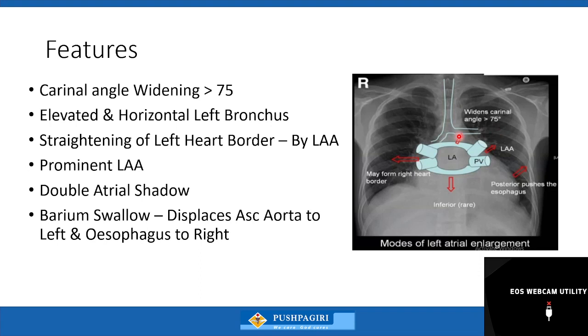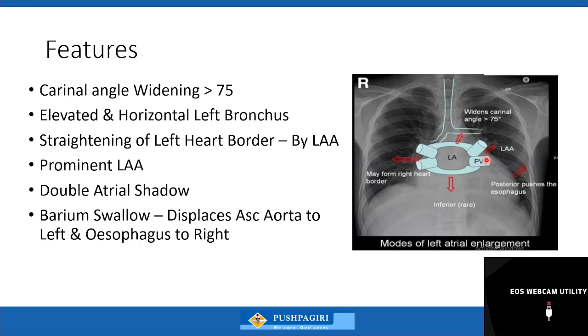And then because of the LA enlargement, the left atrial appendage also enlarges. So that can cause a straightening of the left heart border. If it is mild LA appendage enlargement, it will cause straightening. If it is more than that, it will cause a prominent left atrial appendage.